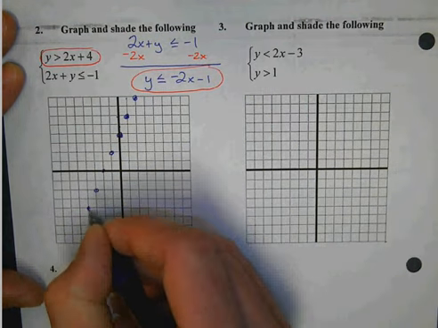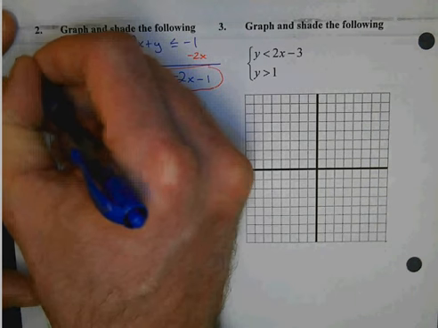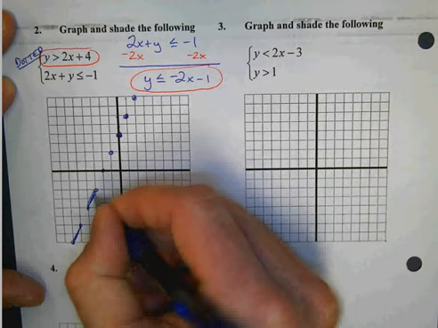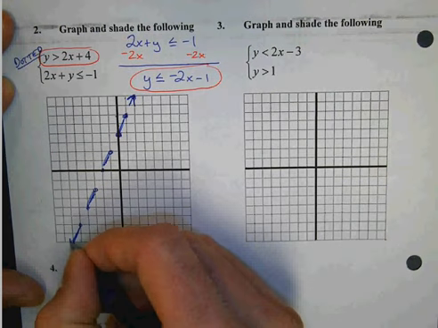And then the line's going to be dotted. Why is the line dotted? Because it's greater than. Okay, so I'm just going to connect my dots, make it a dotted line. Don't forget your arrows.